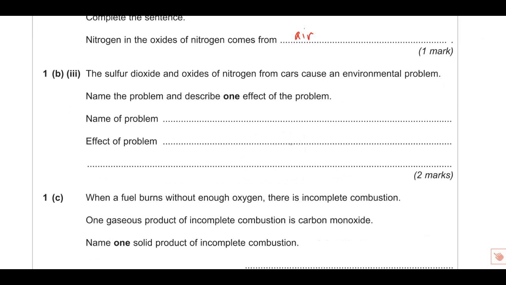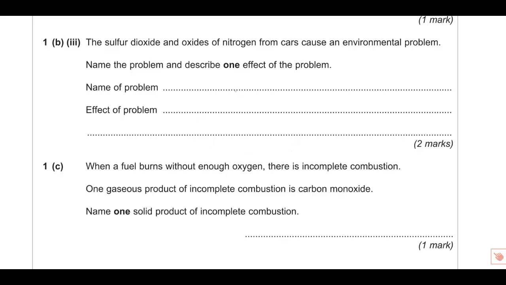Still sticking with fuels and the idea of pollution here: sulphur dioxide and oxides of nitrogen from cars cause an environmental problem. Basically, what is that problem and the effect of the problem? The problem is acid rain, and that's just one you really need to know. What's the effect? Well, you've got a multitude of things. You could say it damages trees or plants. You could say it's going to damage buildings. Obviously you need to just write one of these down, but it's a lot of answers.